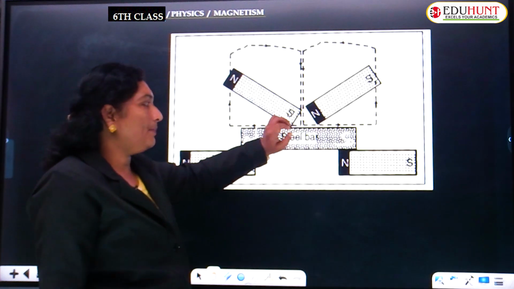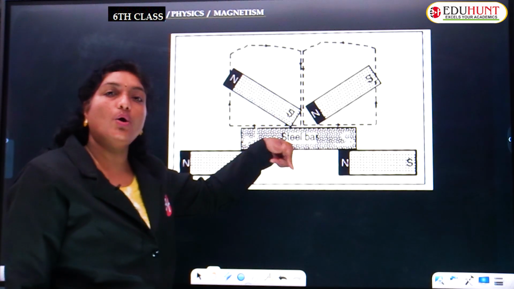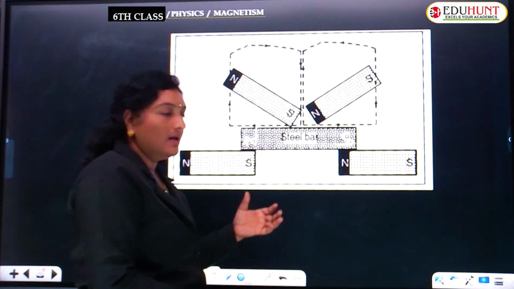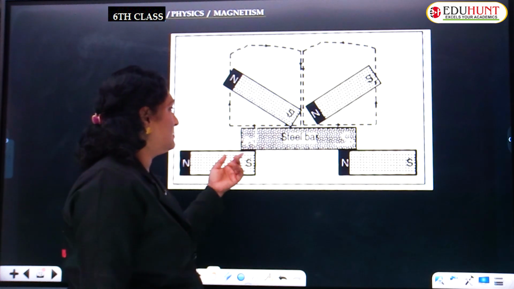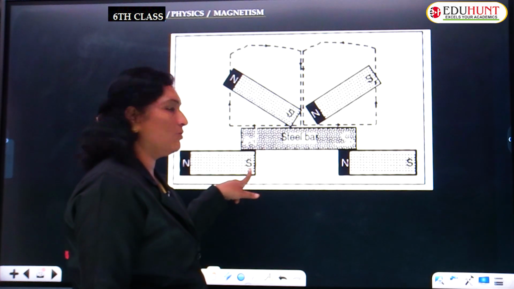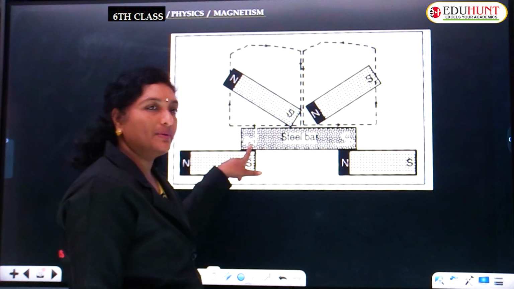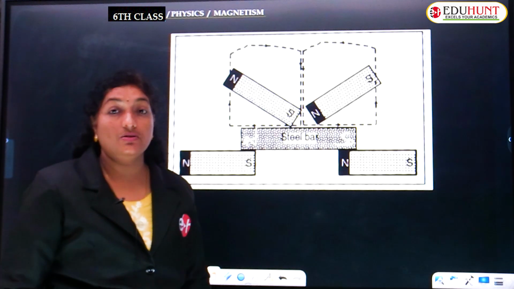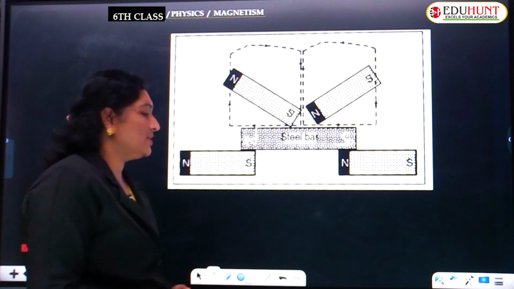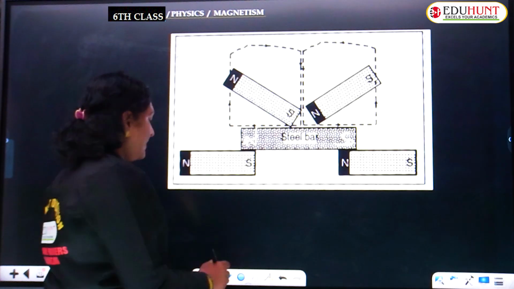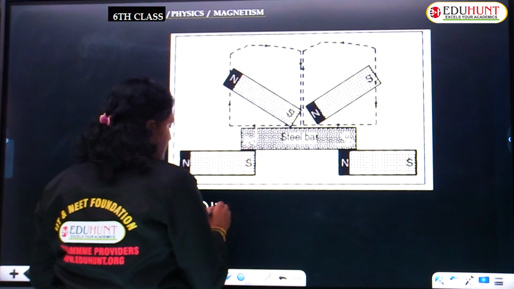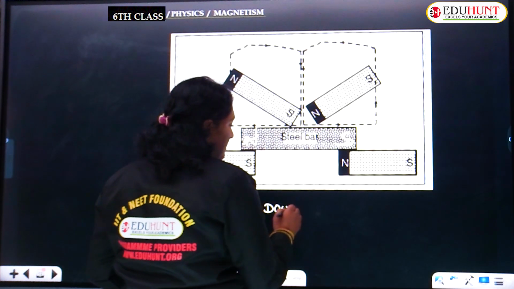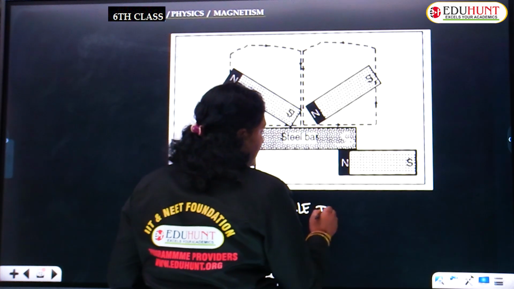In order to make it faster and more powerful, you can even place two more bar magnets below the steel bar such that wherever the south pole is kept, the opposite pole is created, and wherever the north pole is kept, a south pole is created. So this method of magnetization is called the divided double touch method. What is this called, children? Divided double touch method.